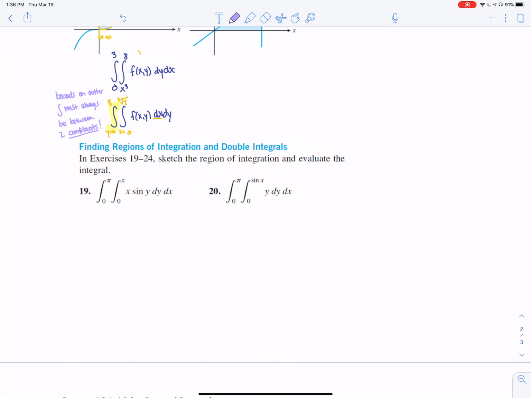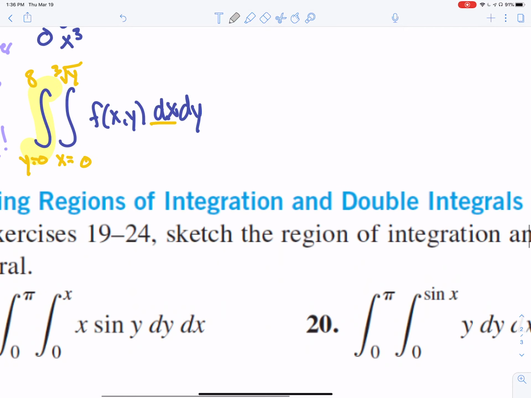So finding region of integration in double integrals. Now we're going to sketch the region of integration and evaluate the integral. So this is a two-part question. So number 1, sketch the region of integration.